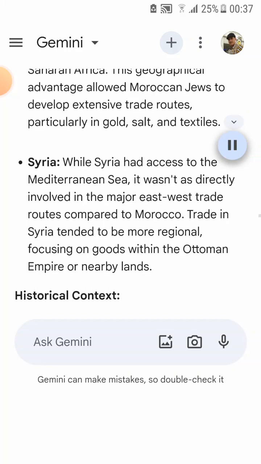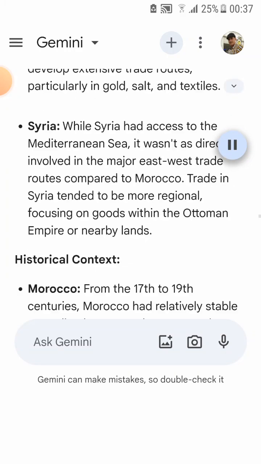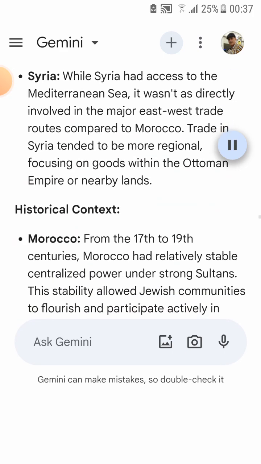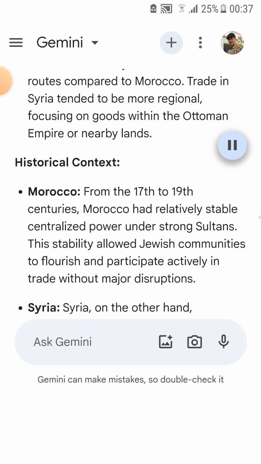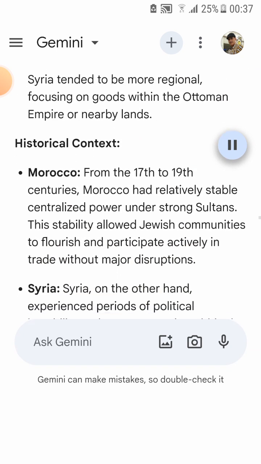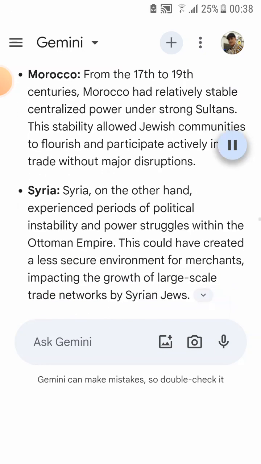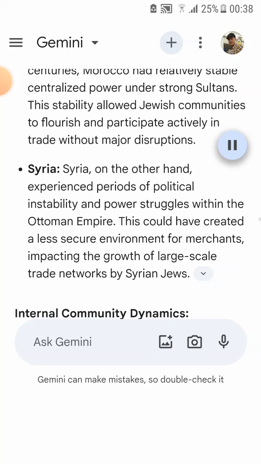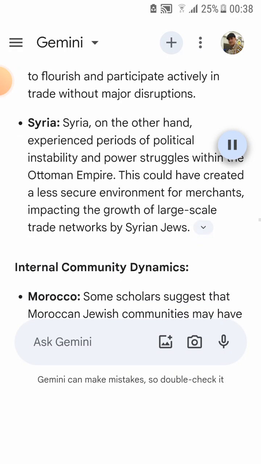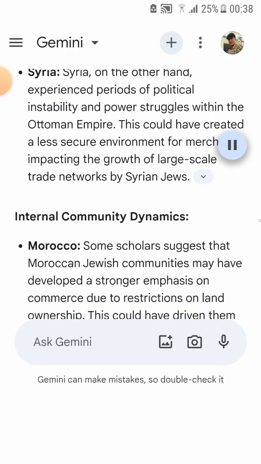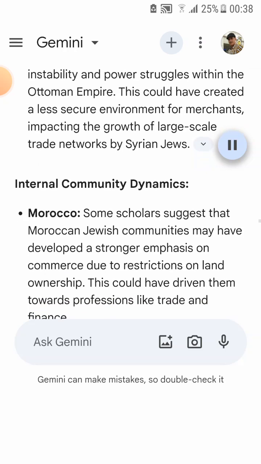Syria. While Syria had access to the Mediterranean Sea, it wasn't as directly involved in the major east-west trade routes compared to Morocco. Trade in Syria tended to be more regional, focusing on goods within the Ottoman Empire or nearby lands. Historical context. Morocco. From the 17th to 19th centuries, Morocco had relatively stable centralized power under strong sultans. This stability allowed Jewish communities to flourish and participate actively in trade without major disruptions. Syria. Syria, on the other hand, experienced periods of political instability and power struggles within the Ottoman Empire.